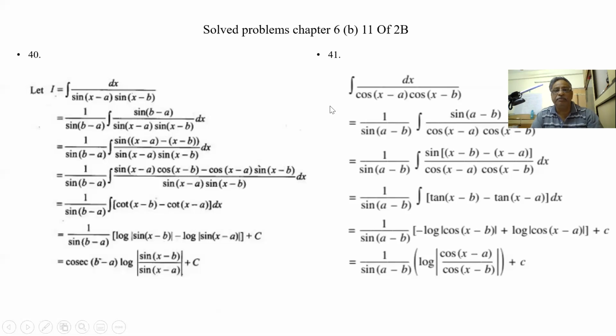Okay. Let us see the same type, another problem. Same I have used here again: sine(a minus b), sine a cos b minus cos a sine b. Again here in case of cot I am getting tan. So log cos(x minus b), log cos(x minus a). So it is the same typical type. Once we know this trick, to separate this, I need here also cos(x minus a), cos(x minus b). So I used this method.